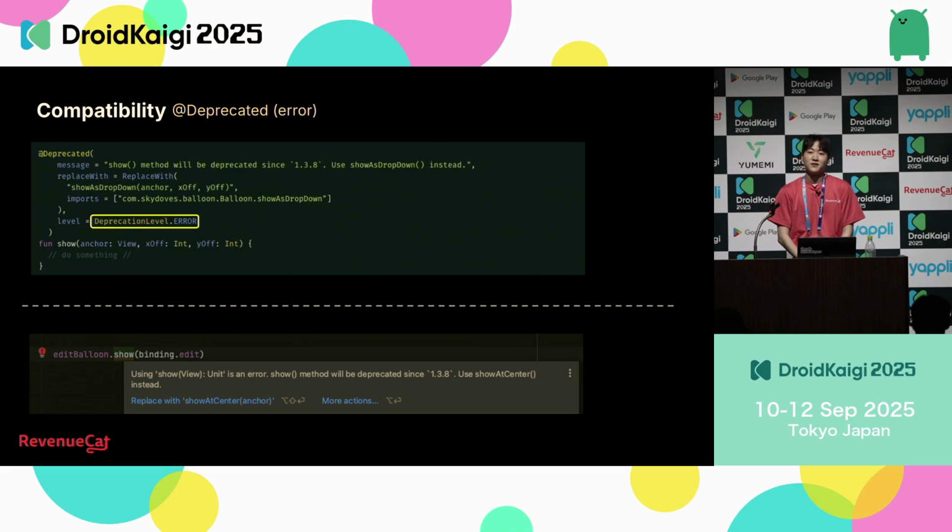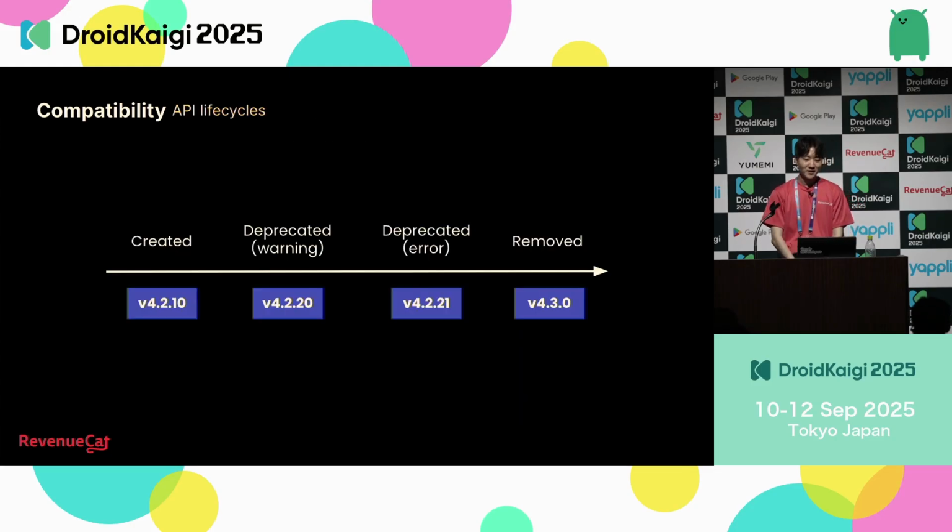And once you feel users really need to migrate to new APIs, you can upgrade the deprecation level to error. Then users will see the kind migration message with the compilation error. While we can control the API deprecations in the API lifecycles across several versions, sometimes we really eventually need to remove those APIs for better maintenance.